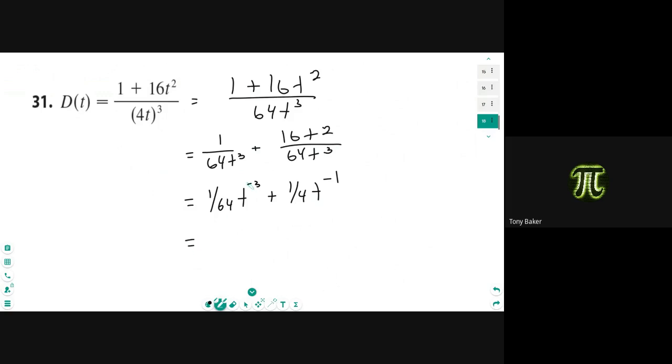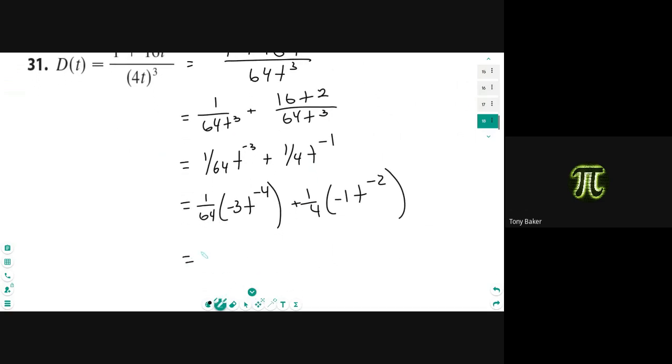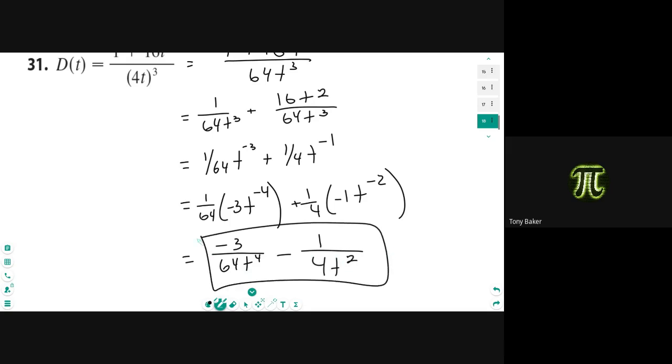All right, so now that we've got it to a place where we can actually do the derivative of it, how do I do the derivative? 64, negative 3, t to the negative fourth. It's 1/4, negative 1, t to the negative second. So negative 3 over 64 t to the fourth, plus or minus 1 over 4 t squared. And you can leave it like that. You don't have to put them back together.